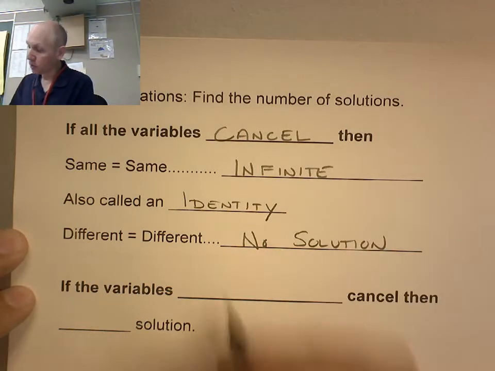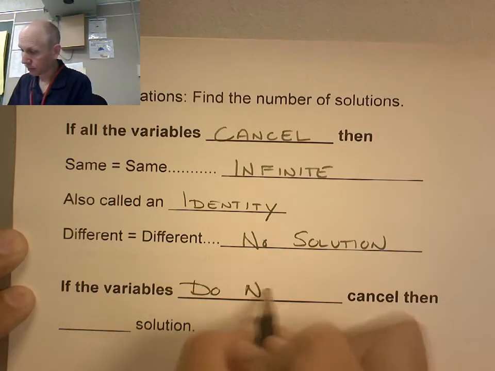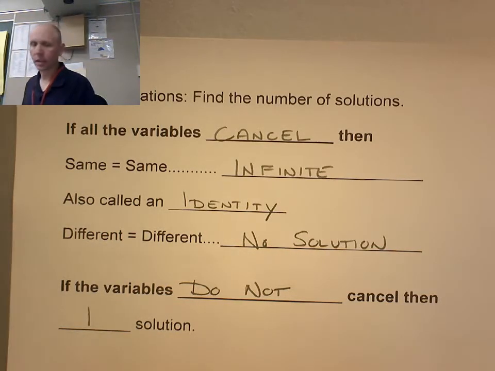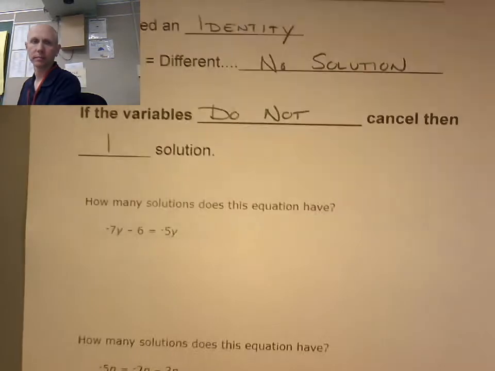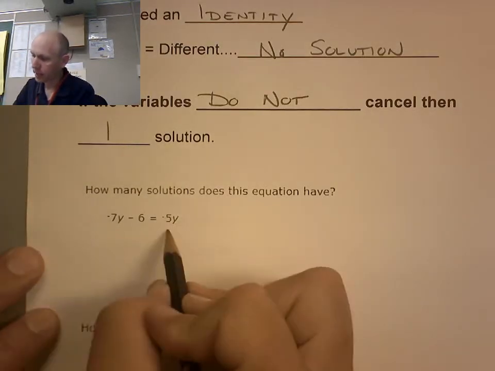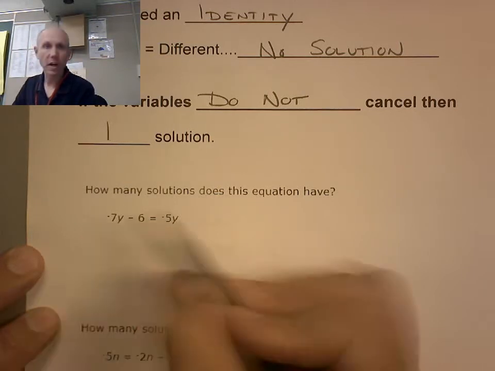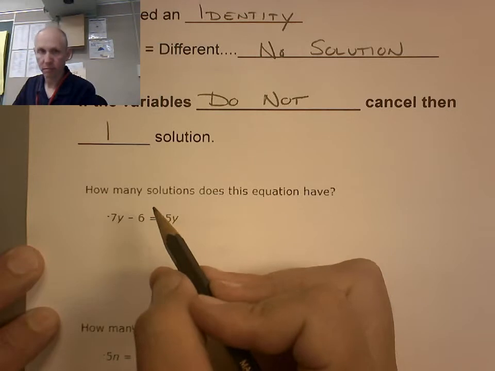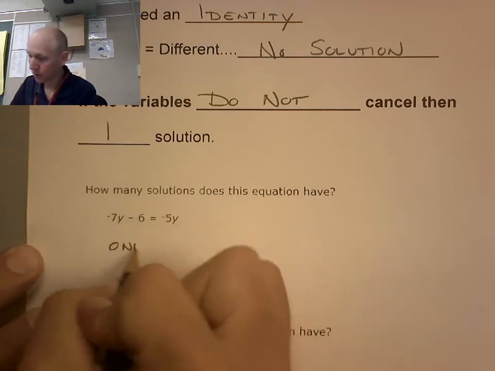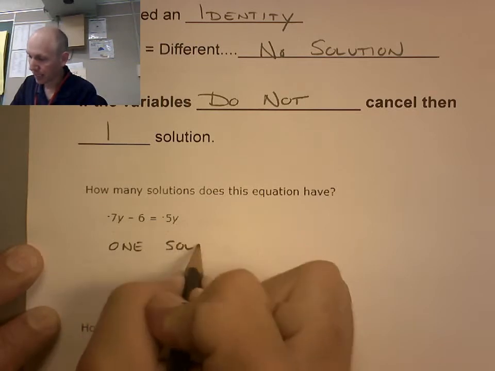If the variables do not cancel, then I'm going to have one solution. So let's look at how this works. Notice that I have a negative 7y here and a negative 5y there. Are those variables going to cancel out? They're not, which means there's one solution. I could actually solve this thing.